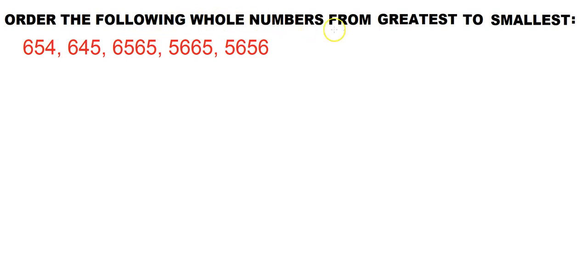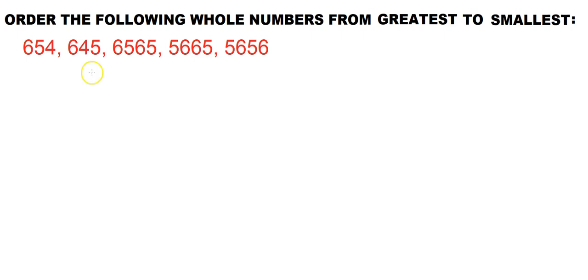Order the following whole numbers from greatest to smallest. So in this case, we are ordering the numbers from their greatest value down to the least or smallest value. The best thing to do is to organize these numbers, and here we have 5 whole numbers. Organize those in a vertical column and make sure that the digits are all aligned according to their place value.